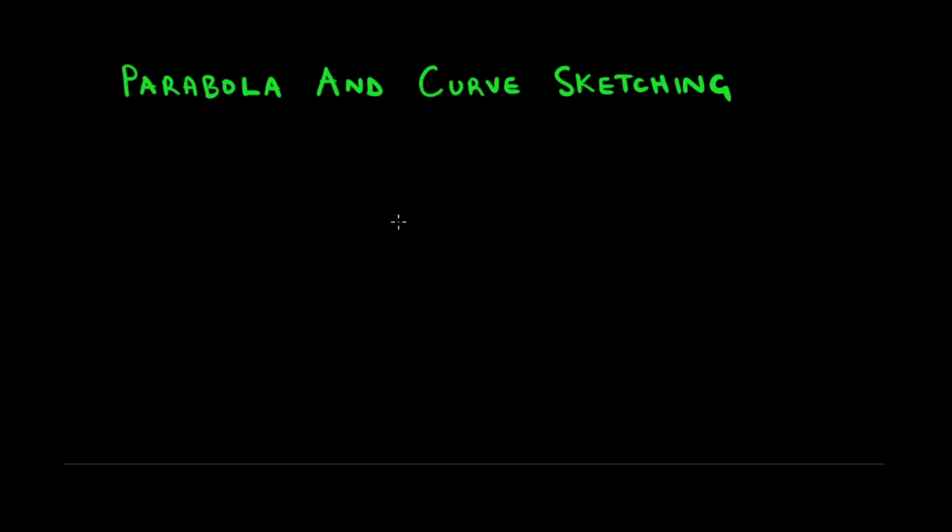In O-level maths, we had questions that said to plot quadratic graphs. So for plotting graphs, we used a graph paper, and then we would plot the graph using the different coordinate points of that graph. In A-level, we do not plot graphs, we sketch graphs.